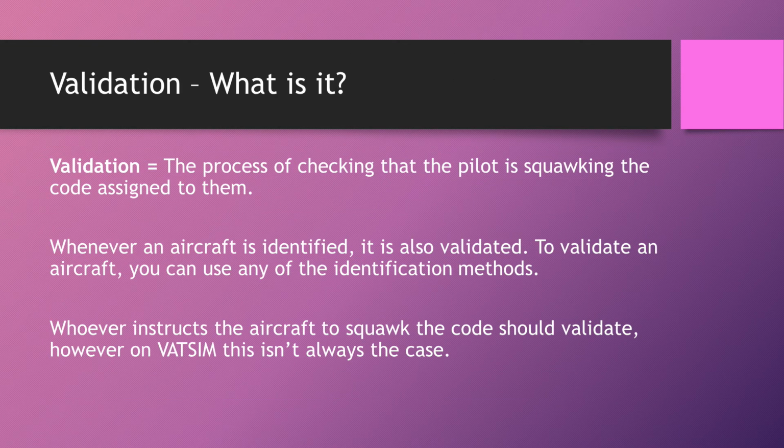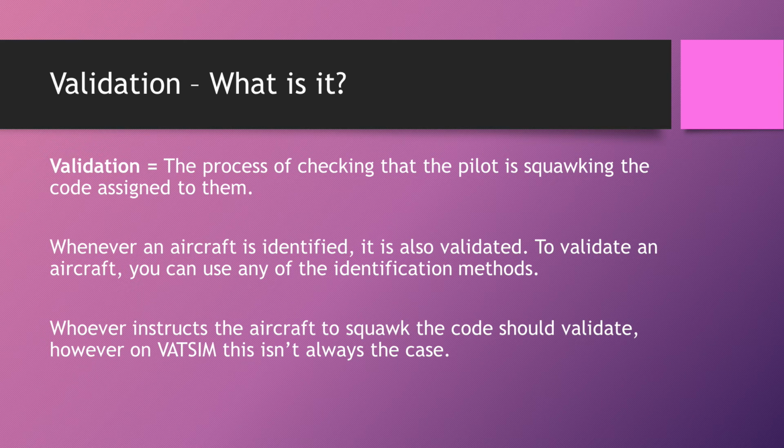So that's identification. Let's move on to validation. So validation is the process of checking that the pilot is squawking the code assigned to them. Whenever an aircraft is identified, it's also validated. So the two kind of go together, but they are separate things. To validate an aircraft, you can use any of the identification methods.